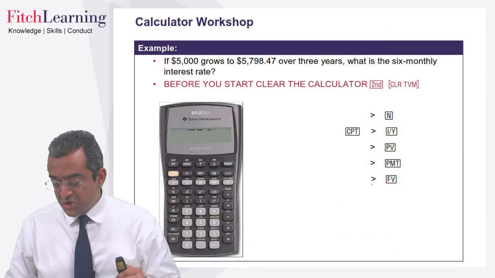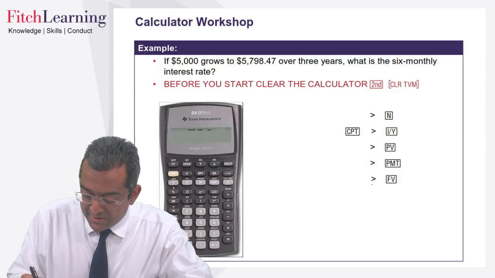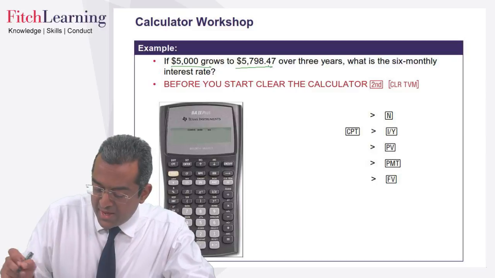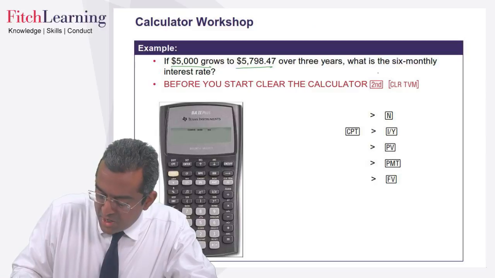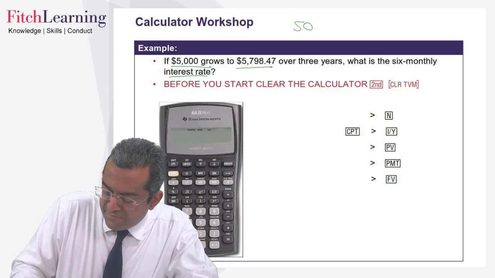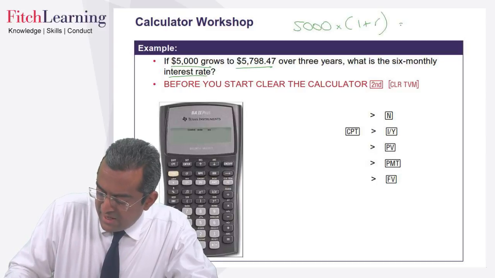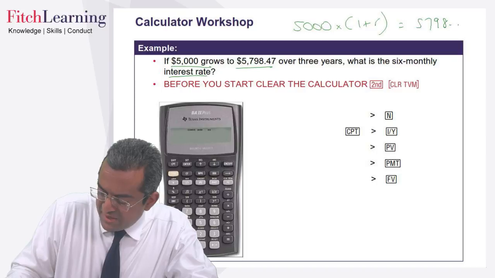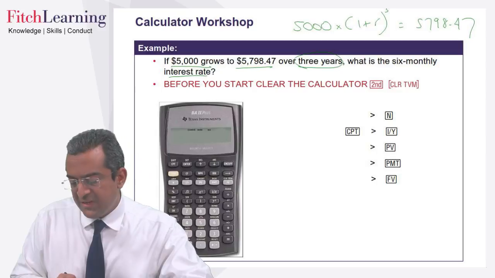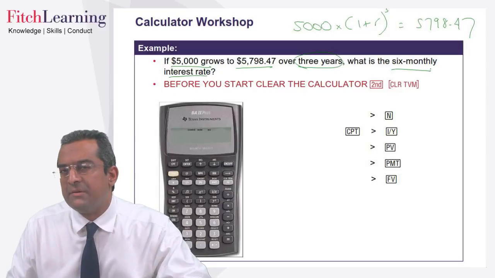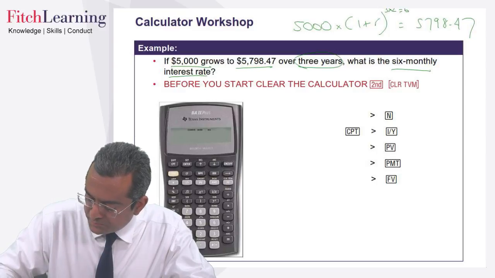Now let's also check that you can do the other things. Let's say you have 5,000, which grows to a future target over 3 years, and they want to know what the rate is. So manually, I'm saying 5,000 grown by some unknown rate is leaving me with 5,798.47. It says it's over 3 years, so I'm tempted to put 3 here. But then it says it's a 6-monthly rate that we're thinking about. So actually, 3 years times 2.